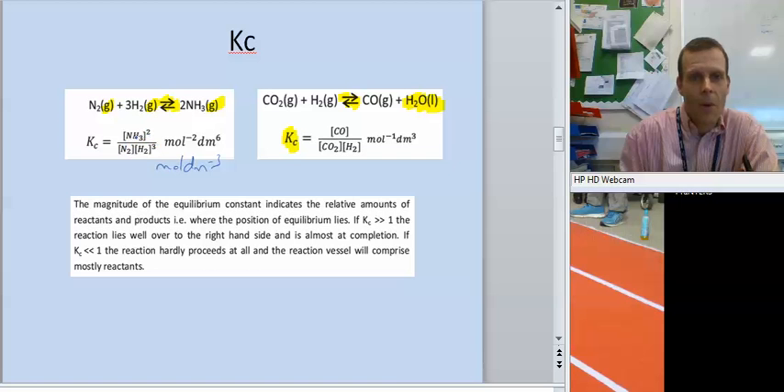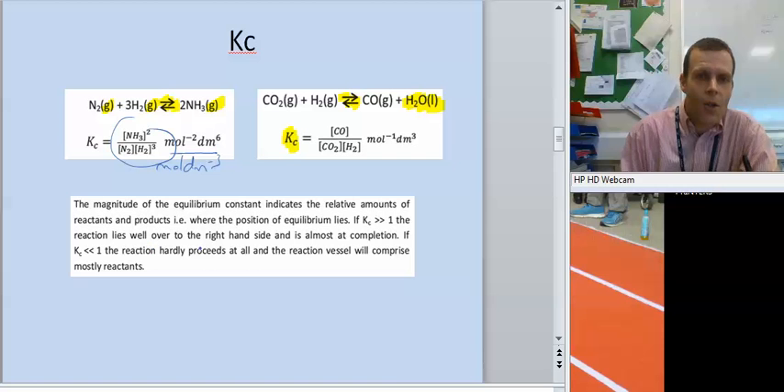If I work out moles per decimeter cubed times moles per decimeter cubed divided by moles per decimeter cubed times moles per decimeter cubed times moles per decimeter cubed, things cancel down to that, right? So the units for Kc are going to vary depending on what is in this section.